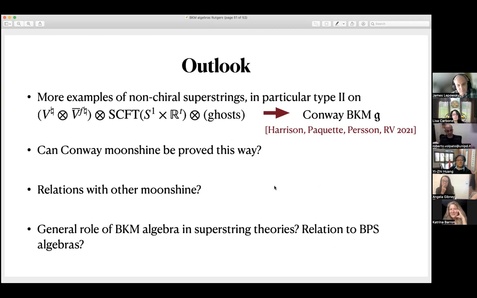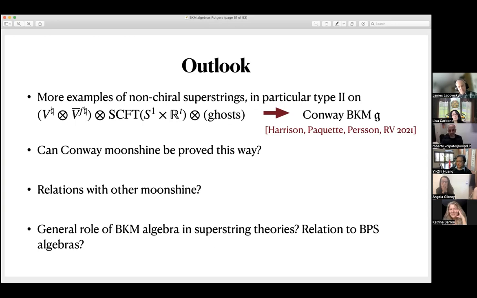So just as open questions, you would like to be able to prove Conway moonshine using this. Or prove is a bit stupid, because it is proved; formally it's not too complicated to prove in this case, and it was proved by Duncan and Mertens directly. But you can try to give some nice explanation of Conway moonshine using this kind of superstring theory.